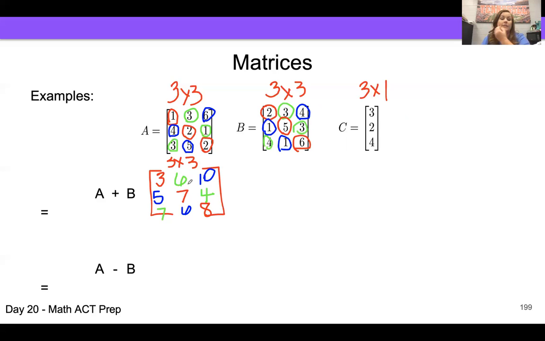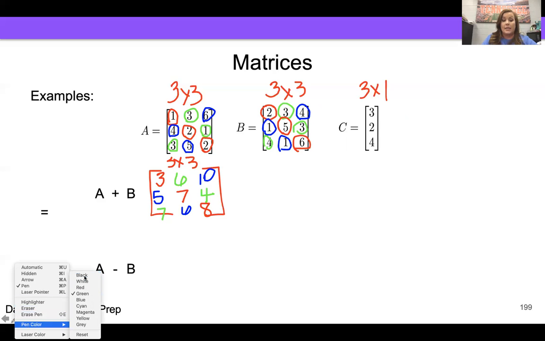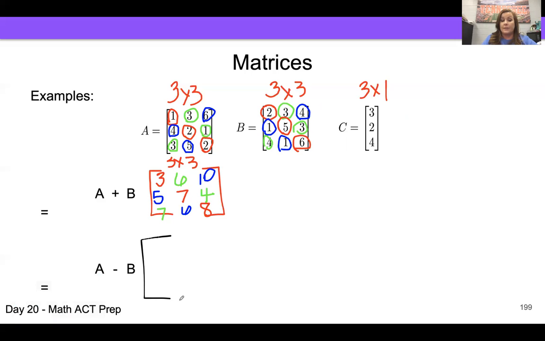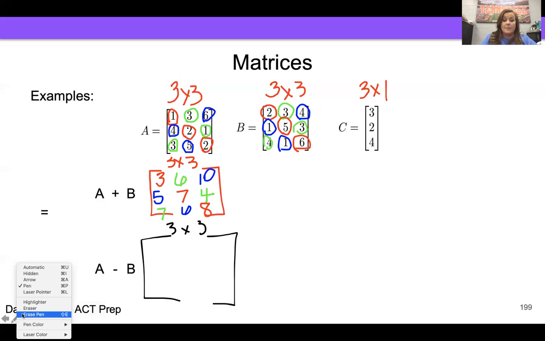Okay? Now, let's look at A minus B. So if we're subtracting, we're going to get the same thing again as well. It is going to be a 3 by 3, because again, they have to be the exact same size. And it's going to result in the exact same size. And we're going to do the exact same thing that we did before. Corresponding positions. So row 1, column 1 with row 1, column 1. But this is A minus B. So we take the A and subtract the B.